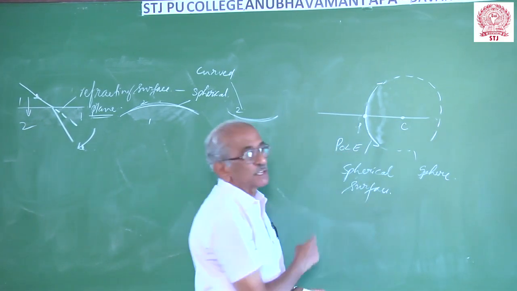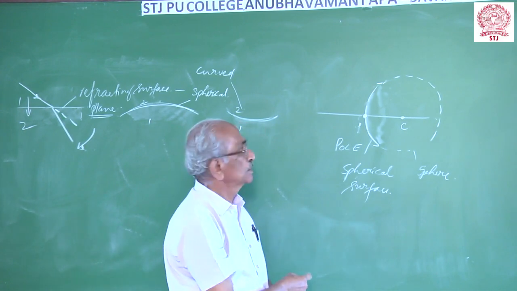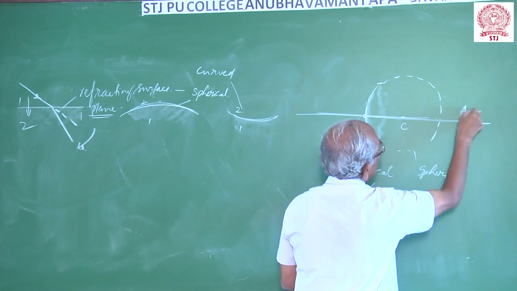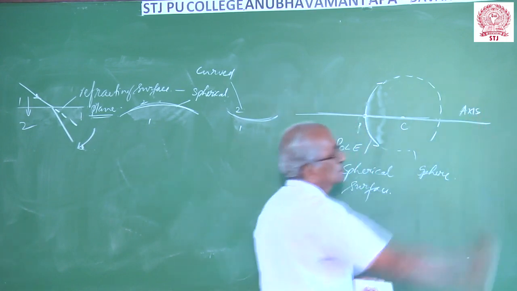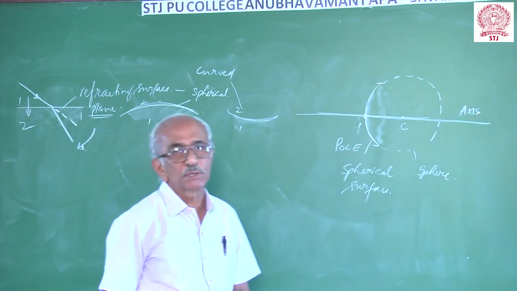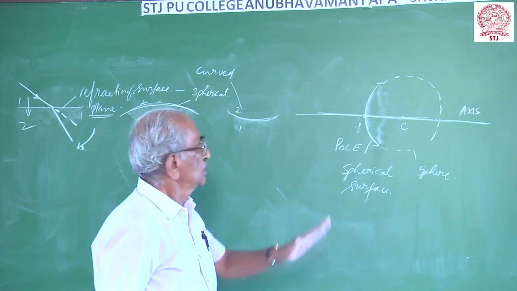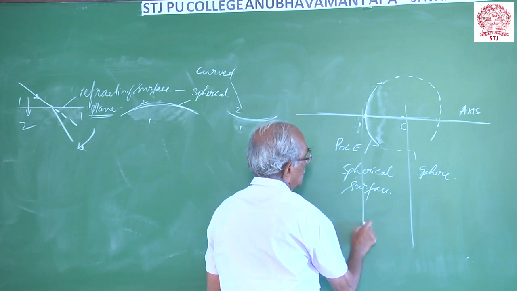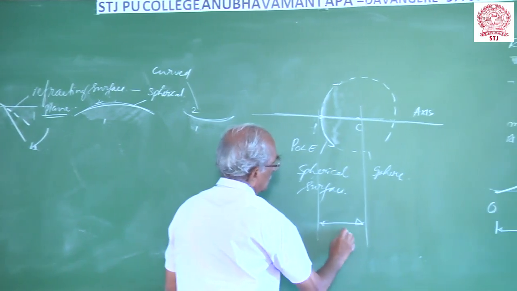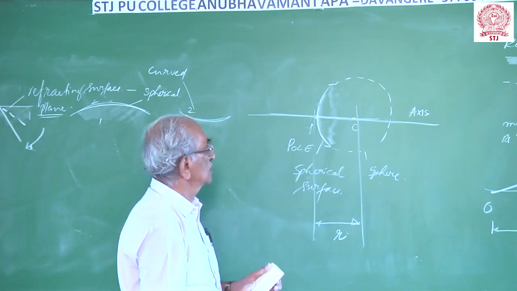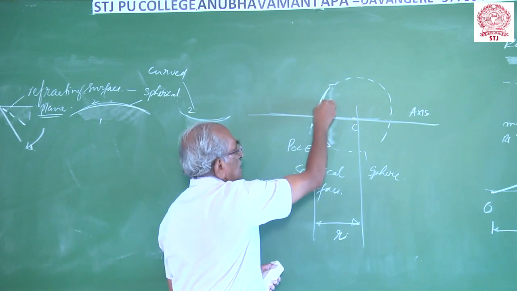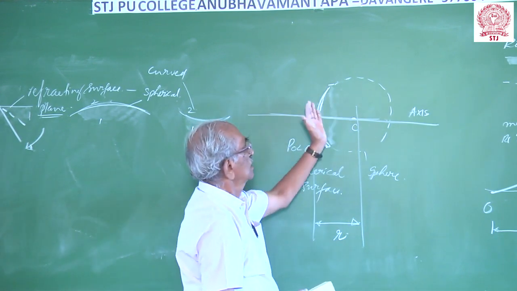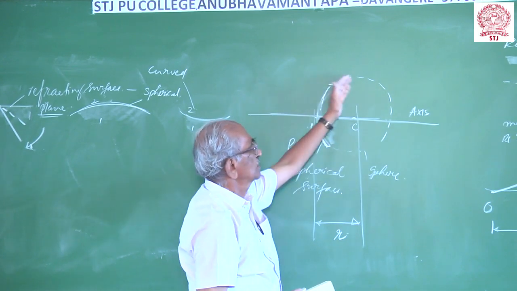The geometrical center is called the pole, as before, as in the case of spherical mirrors. A straight line passing through this is called the principal axis. These are the usual terms. This distance is called the radius of curvature of the spherical surface. It is the radius of the sphere of which the given spherical surface forms a part.